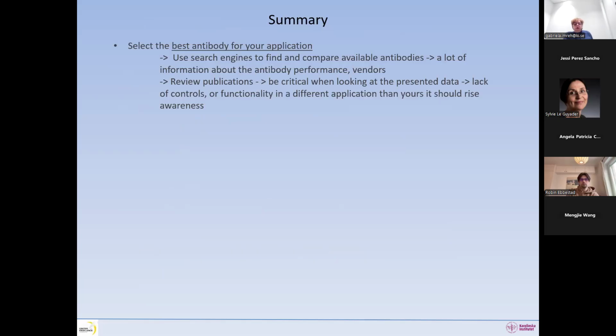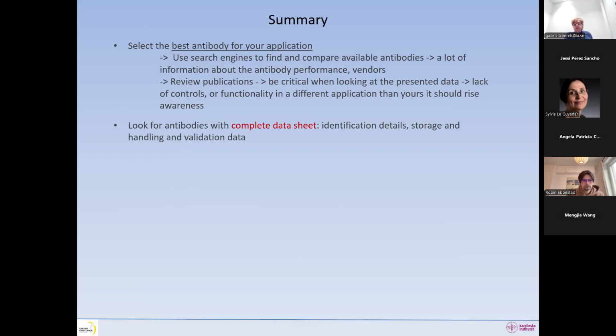So in conclusion, always select the best antibody for your application. Use the search engine to find antibodies. It will go much faster, and on top of that you will gain a lot of information. If you look at a publication and you decide, oh, this antibody would work for me too, be very critical of the data that is presented.